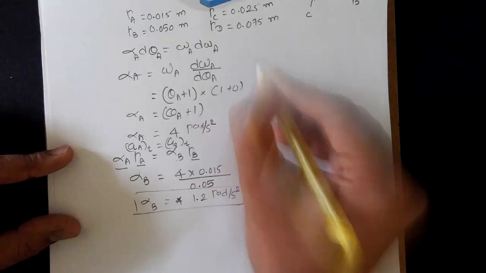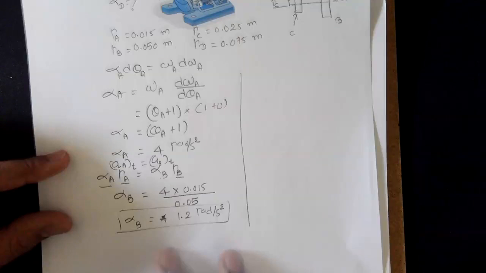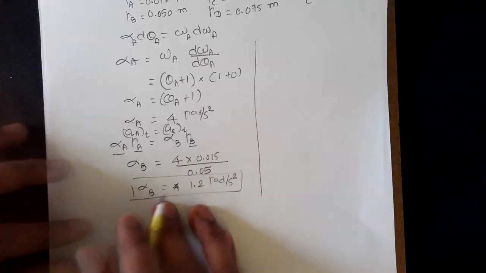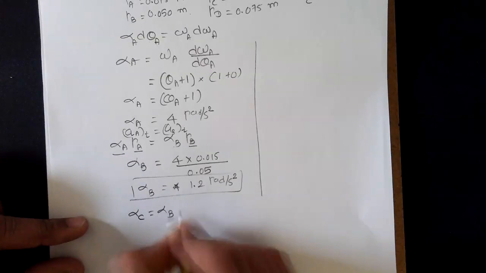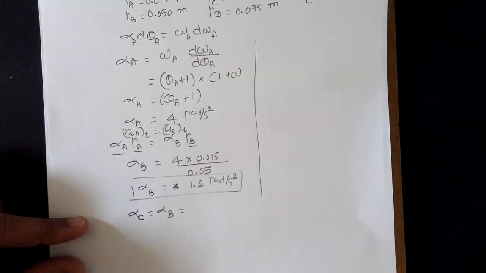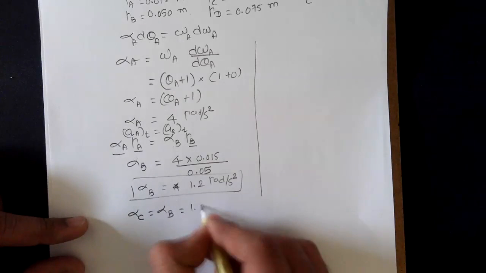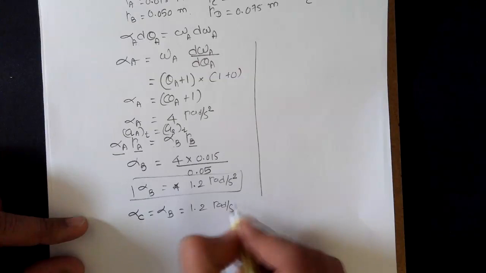Okay, now we continue applying this. So now this is the angular acceleration of B. Now can you guess what is the angular acceleration of C? That is the same as the angular acceleration of B because they both are mounted on the same shaft. So this is also 1.2 radians per second squared.